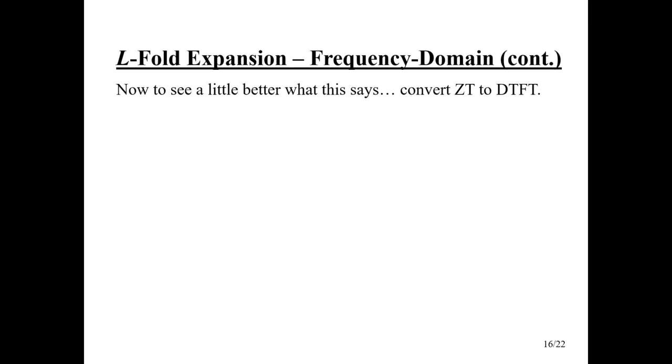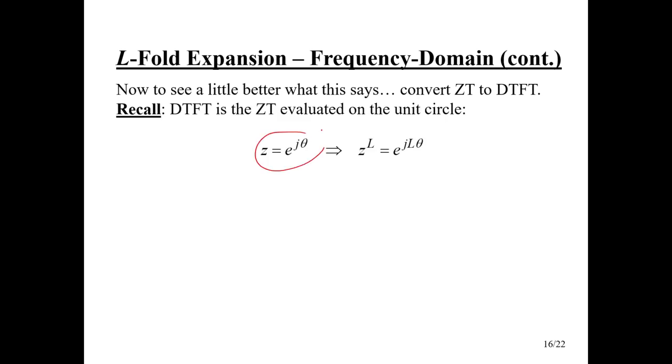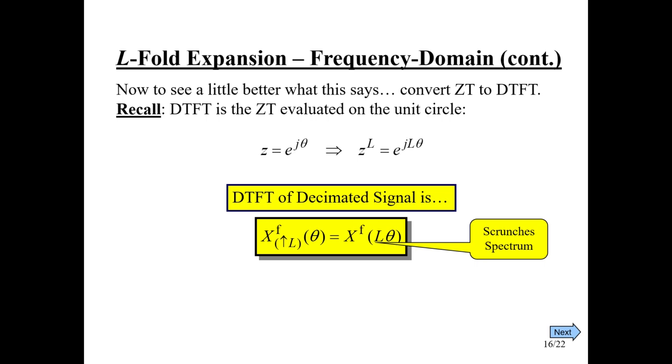Let's convert to the DTFT, just like we did for the decimation analysis. We're going to replace Z by e to the j theta. Again, remember, theta is our discrete time frequency. Rather than omega, I'm using theta. And Z to the L will be e to the j L theta, just using properties of exponentials. And so now, if you think about it, when I replace Z by e to the j theta, I'd get a function of theta. But now when I'm replacing it by e to the j L theta, instead of having a theta there as the argument, I'll have an L theta. So that's what we end up getting.